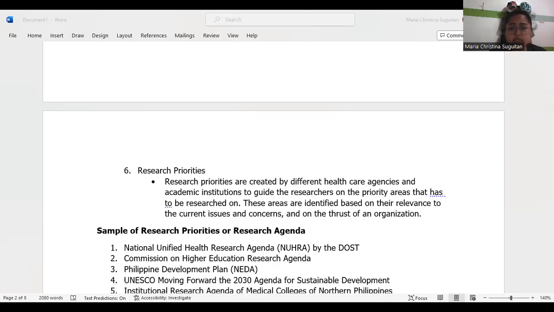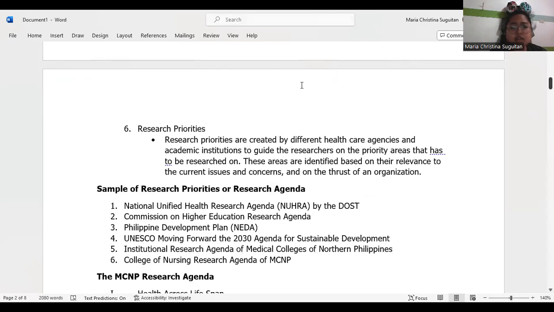Okay, so these are the sample of research priorities or research agenda. Okay. So National Unified Health Research Agenda or the NUHRA by the DOST and then Commission on Higher Education Research Agenda. We have the NEDA or the Philippine Development Plan. And then UNESCO or moving forward the 2030 Agenda for Sustainable Development and the Institutional Research Agenda of Medical Colleges of Northern Philippines and then the College of Nursing Research Agenda of MCNP.